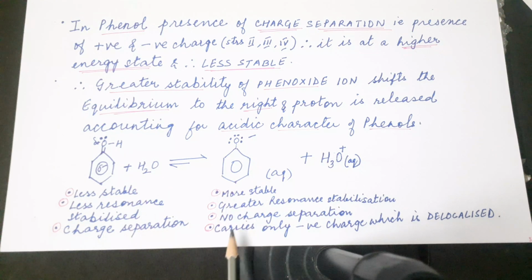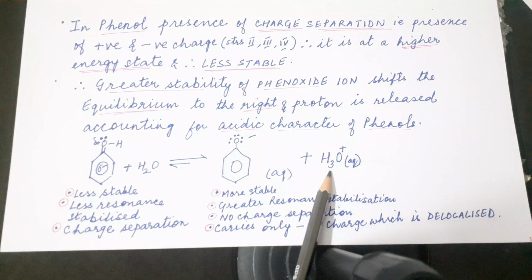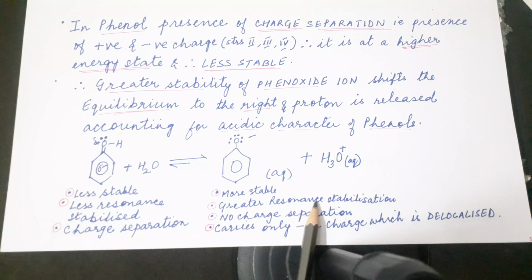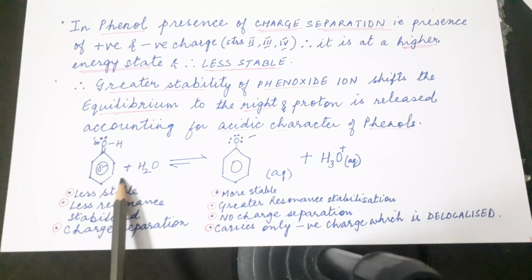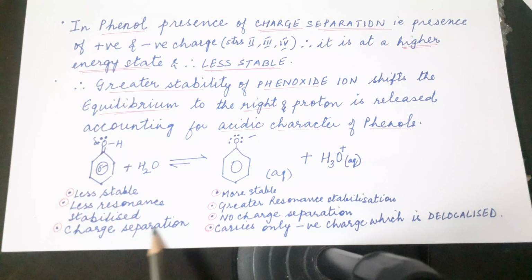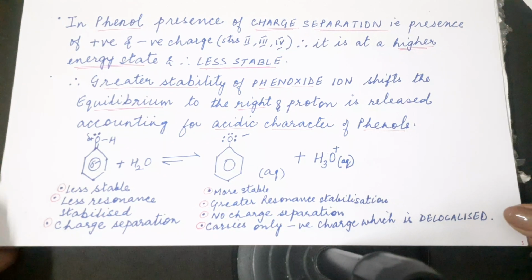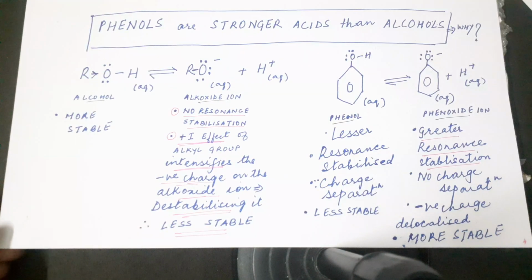A quick recap in terms of points. Why is phenol a relatively good acid? Because it should have, how is that indicated? Presence of H plus. But how is that? That is established by establishing greater resonance stabilization of phenoxide ion as compared to that of phenol. And why is that? Because of charge separation. No charge separation, only minus charge, which is delocalized over the entire ring.